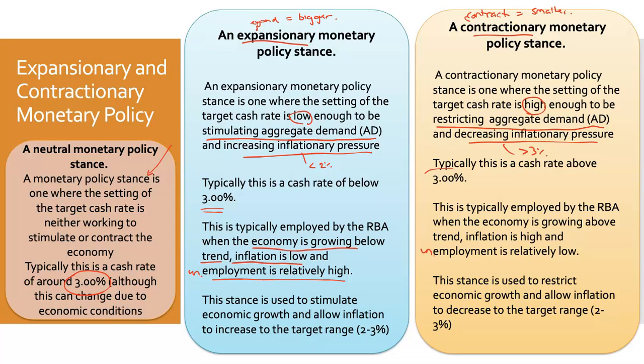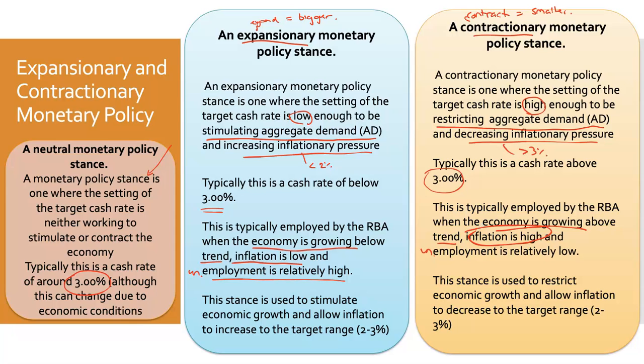This is typically a cash rate that's above 3%, and it's employed by the RBA when the economy is growing above trend. Most importantly, inflation is high. That is why they are doing it. And unemployment is relatively low.